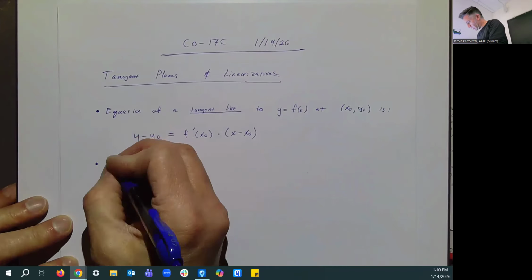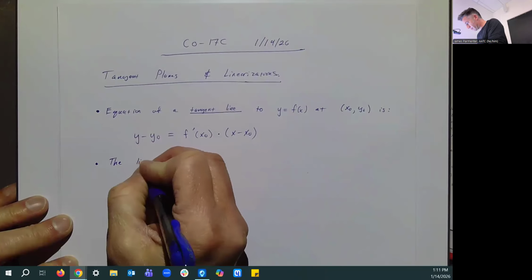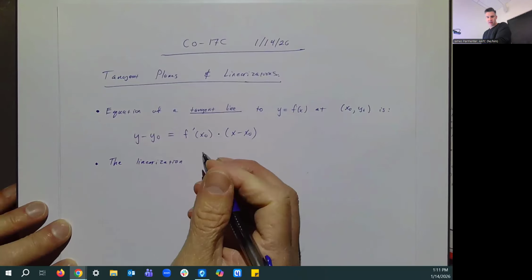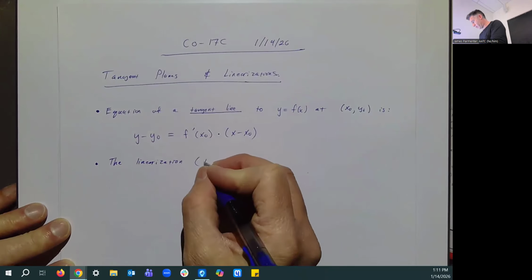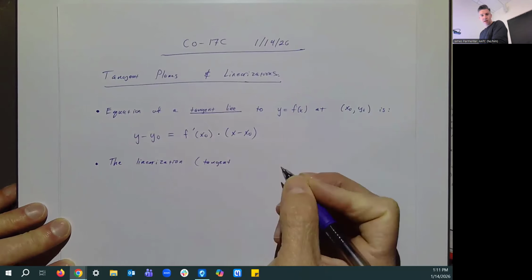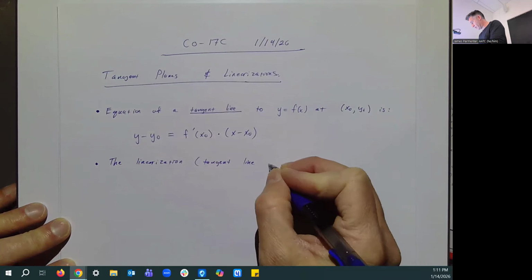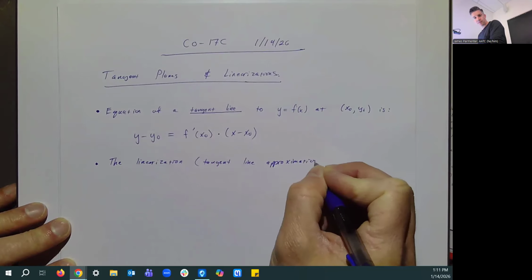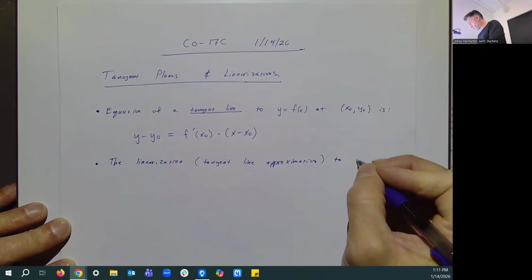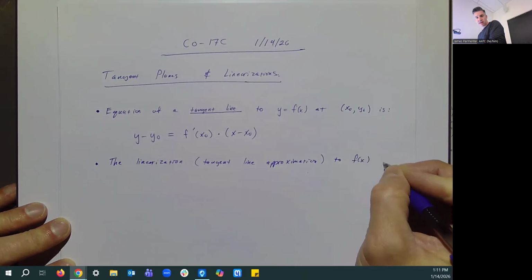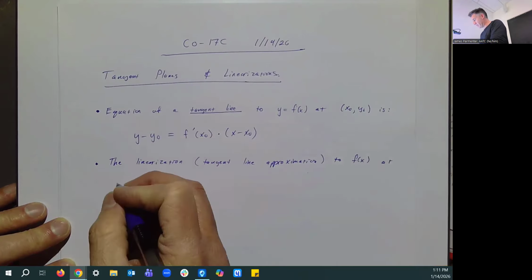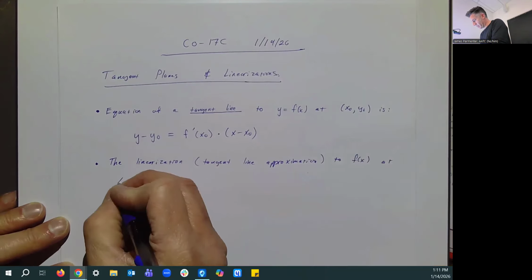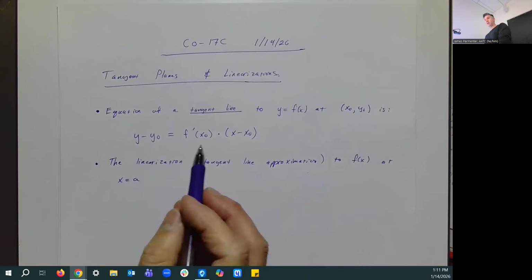So the linearization, like this is a word when I type it, it always thinks it's being misspelled because it's just like not a word. It's recognized sometimes. So this is the tangent line approximation. It's really just the equation of the tangent line again, written in a different way, to our function f of x at, instead of the point x naught, y naught, for some reason we say at x equal to a. So at x equal to a, it's really just the same equation, but we're going to rewrite it.